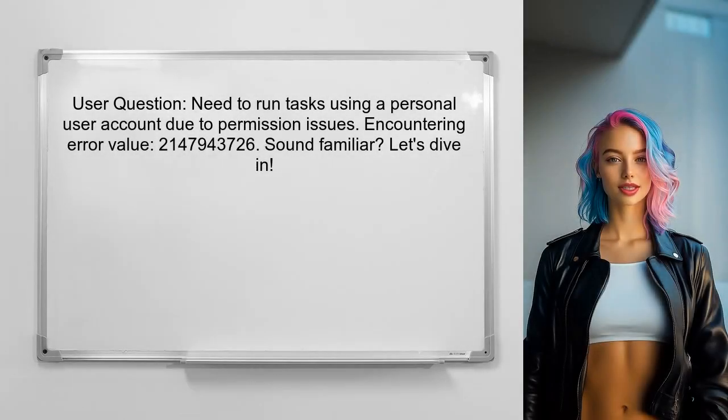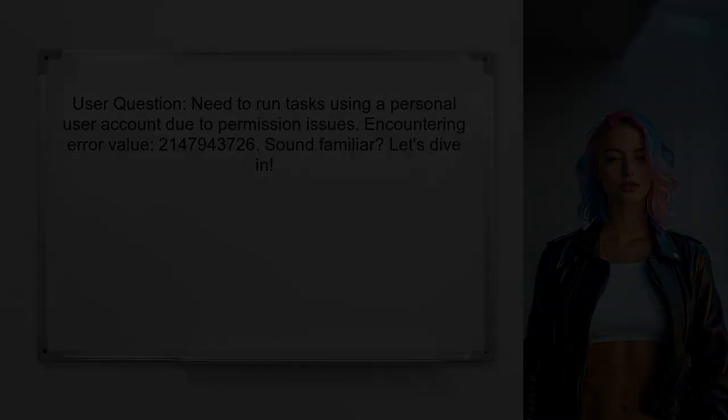One user recently reached out with a specific issue. They need to run tasks using their personal user account due to permission requirements, but they keep encountering an error with the value 2147943726. Sound familiar? Let's dive into this.